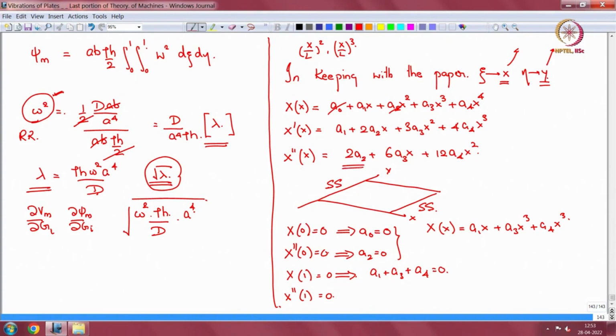A2 is 0 anyway, okay. So, I have 6a3 plus 12a4 equal to 0, which means a3 is equal to minus 2a4. A3 is equal to minus 2a4.